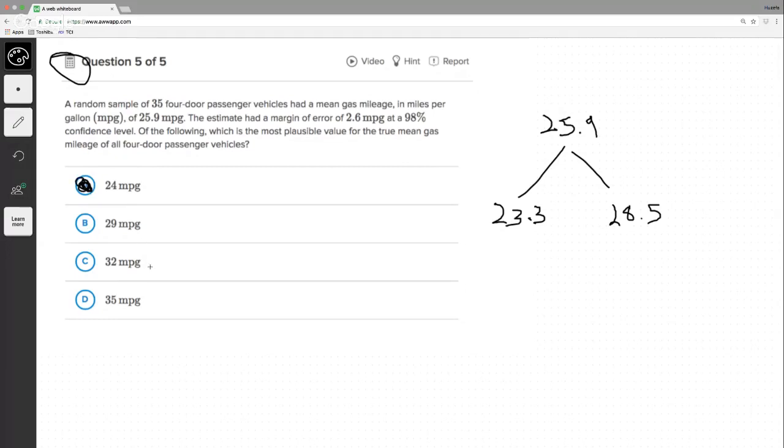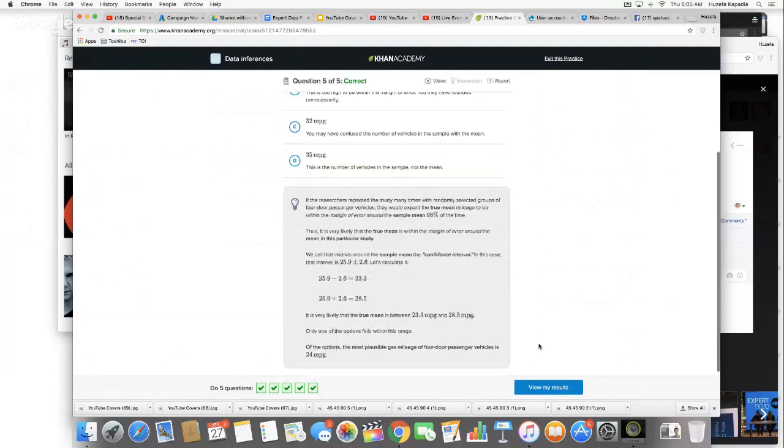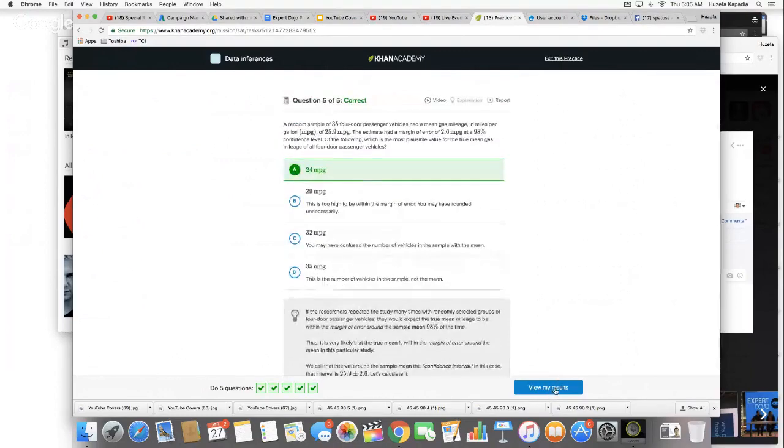I'm going to go with 24, but let's check out 29. Too big. 32, too big. 35, too big. Is this exactly the same as question 1? I literally think they've repeated question 1 as question 5. Pretty sure. Leave a comment if you agree. Let me know if that is true. I'm pretty positive this is the exact same. All right, good. Yeah, it's the exact same.